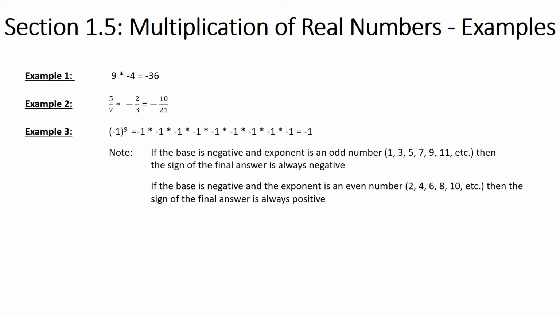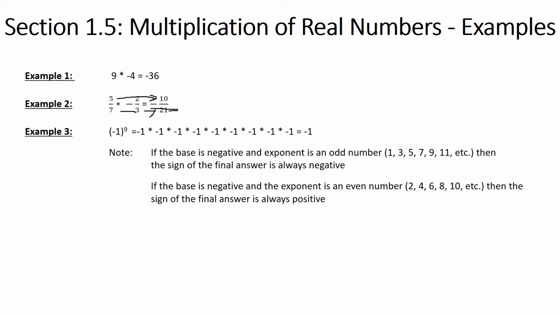Here are some examples. 9 times negative 4. 9 times 4 is 36, but it's negative there, so I'm going to have a negative answer, so it's negative 36. And here's a fraction. Now, when we're multiplying fractions, we do not have to change the denominator. You multiply straight across. 5 times negative 2 becomes negative 10. And 7 times 3 is 21. That's our final answer. Sounds like we could simplify, but we really can't.